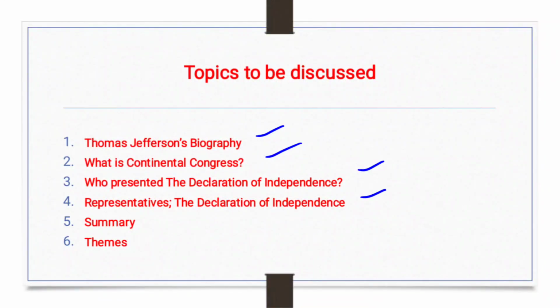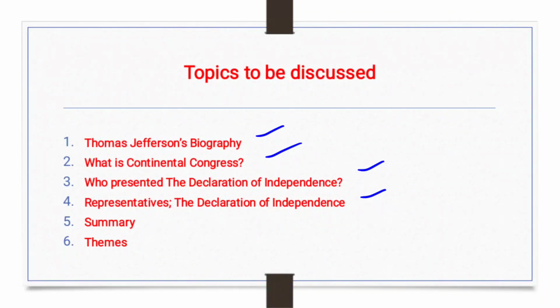The fourth question is representatives, regarding the Declaration of Independence. The Declaration of Independence was not presented by individuals, as I said earlier, but rather it was adopted by the Continental Congress, which was made up of representatives from the 13 American colonies. The Congress convened in Philadelphia, Pennsylvania, and was made up of delegates appointed by each colony's legislature. The delegates who attended the Second Continental Congress. We have already discussed what the Continental Congress is, what the First Continental Congress was, and what the Second Continental Congress was.